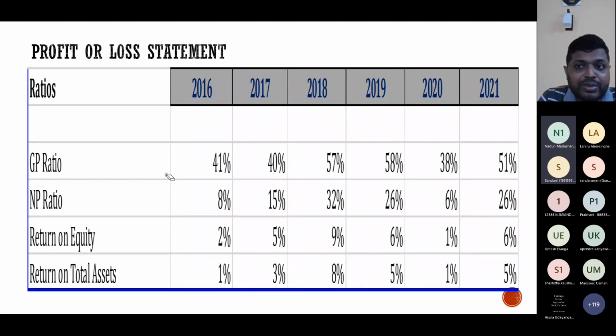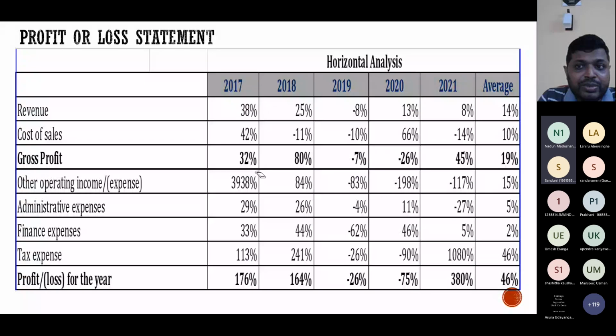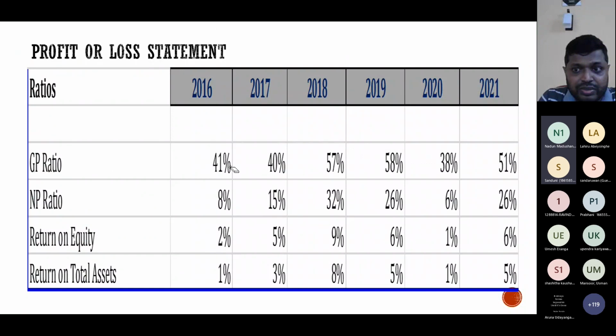You can see the GP ratio. Previously, I have mentioned the GP ratio average growth is 19%. GP ratio 41%, 40, 57, 58, 38, 51. It has gone up over time, except 2020. Something has happened in 2020. Net profit ratio 8, 15, 6, and 26. This is the net profit ratio they have maintained. Return on equity 2%, 5%, 9%, 6%, 1 and 6. And return on total asset also varies from 1 to 5 and 8 also there.